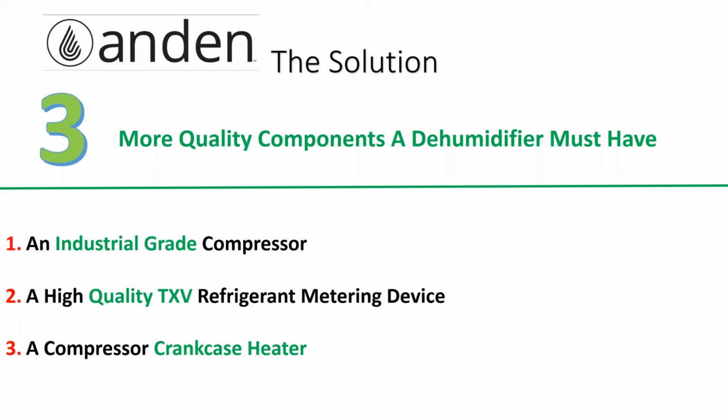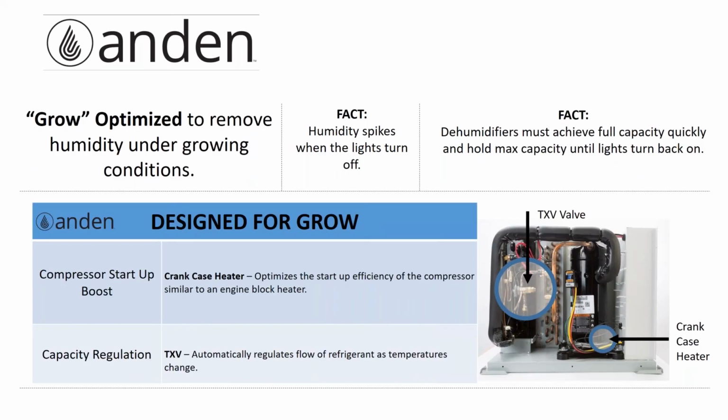We added 3 components to these dehumidifiers in order to allow you to control that room more precisely. An industrial grade compressor that was meant to run 24 hours a day, 7 days a week, a high quality TXV, which is a refrigerant metering device, and a crankcase heater, which will allow your refrigerant to stay in its gas form. The fact of the matter is, the humidity spikes first, not only, but first when those lights turn off. And you need that dehumidifier to achieve full capacity quickly, or you're just flat out wasting money.